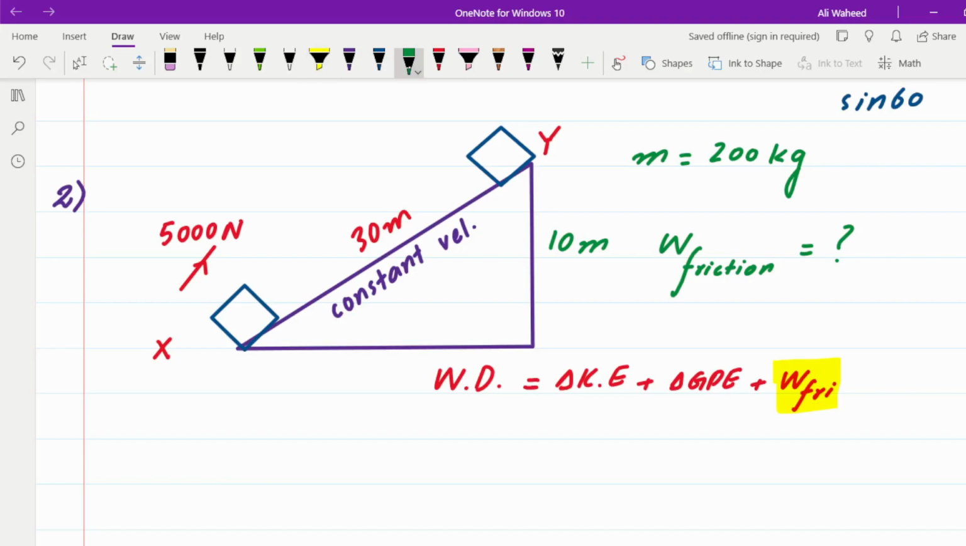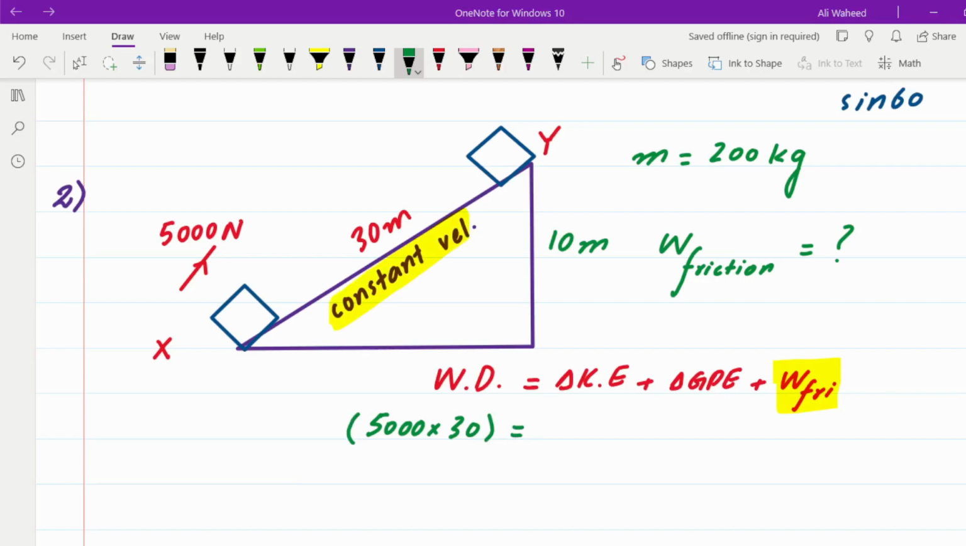But can we find the work done? Yes, we can find the work done easily, because we'll have to apply this much force in order to compensate for everything: the change in kinetic energy, the change in gravitational potential energy, and the work done against friction as well. So this is kind of a reverse question. You are provided with the work done, which in this case would be the forward force, which is 5,000, times the distance covered in the direction of that force, 5,000 times 30.